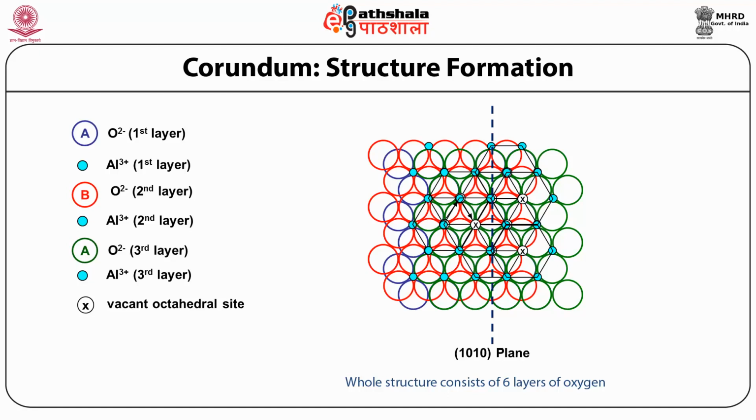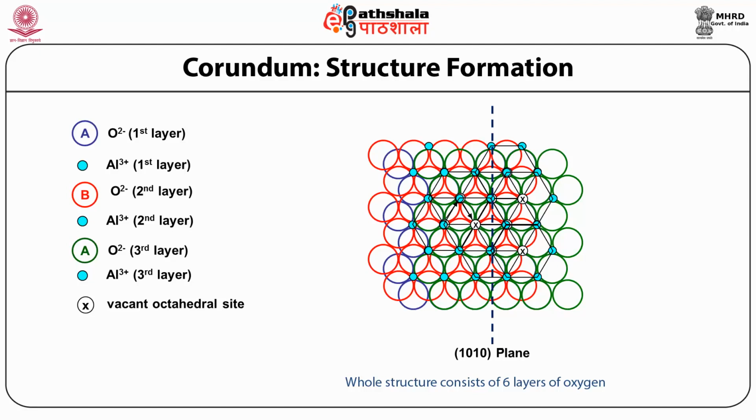So this plane is represented by the dotted line, and here you can see that the blue colored circle corresponds to O2 minus atom of the first layer, whereas the blue colored filled small atoms correspond to Al3 plus present in the first layer. So in the first layer there are blue colored A atoms with small blue colored filled Al3 plus.